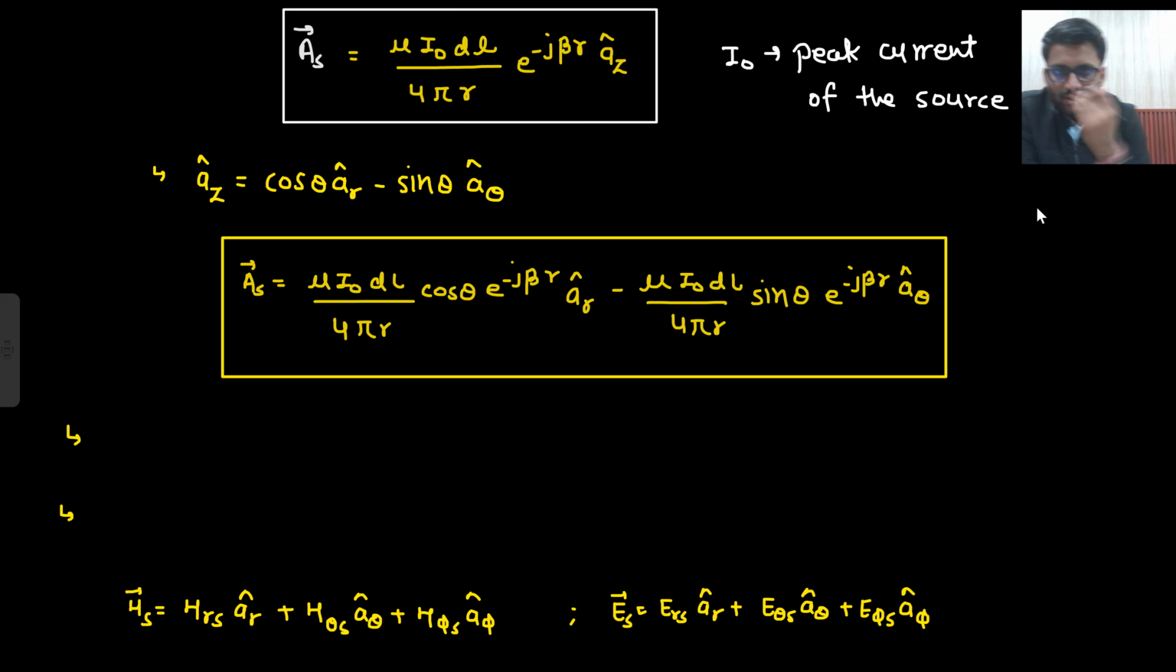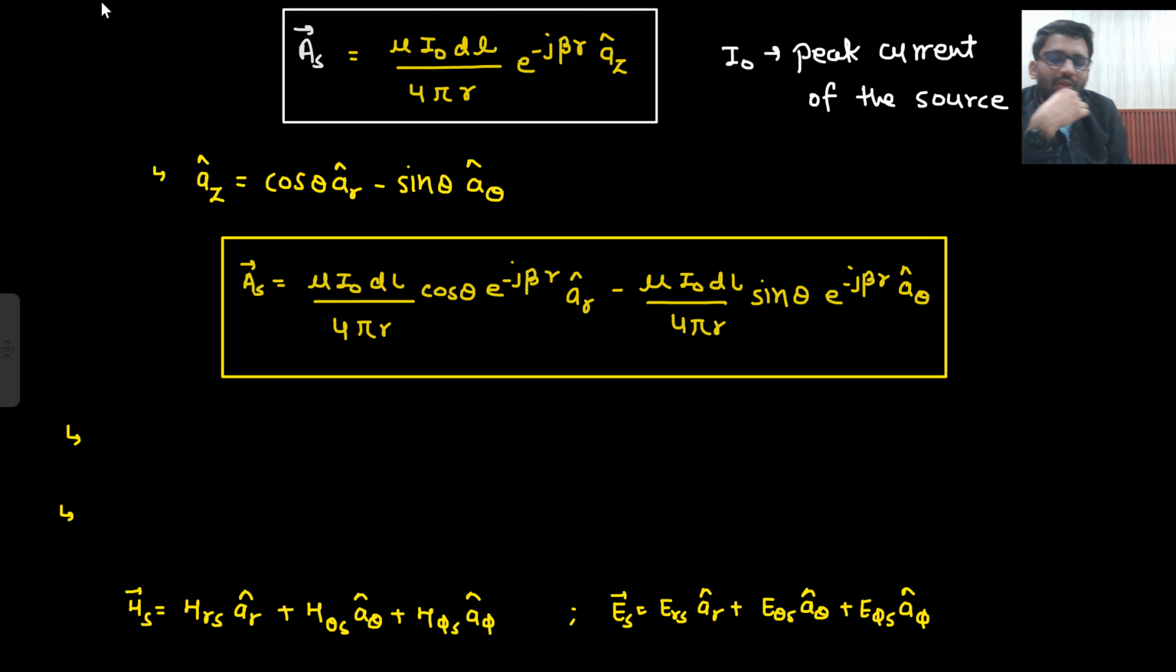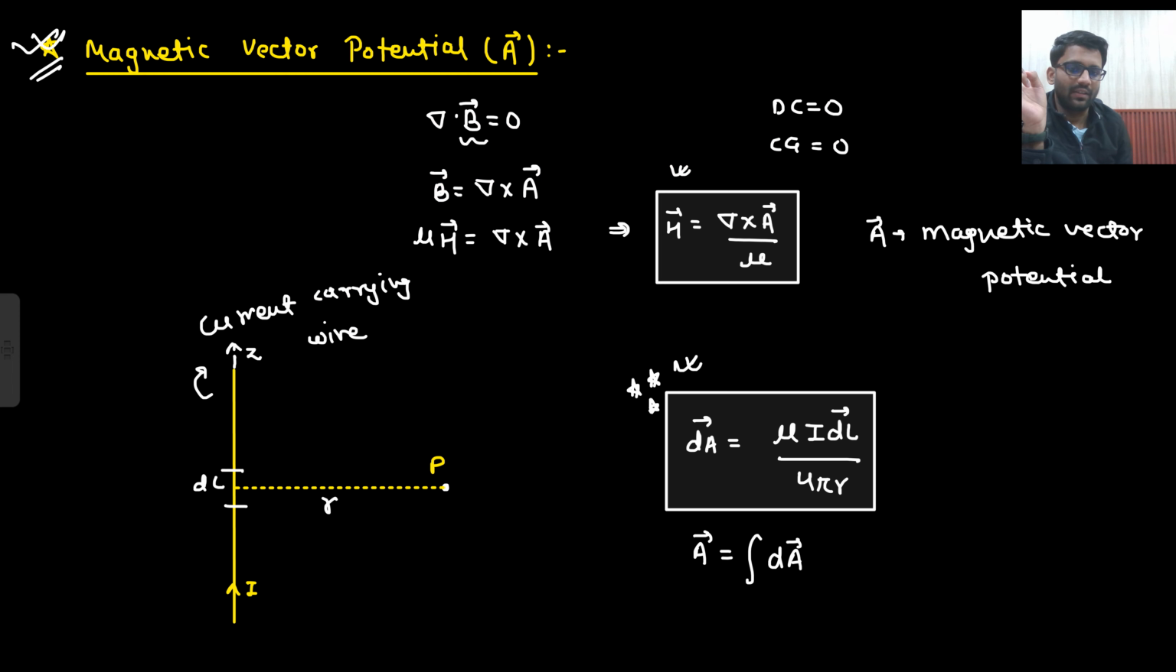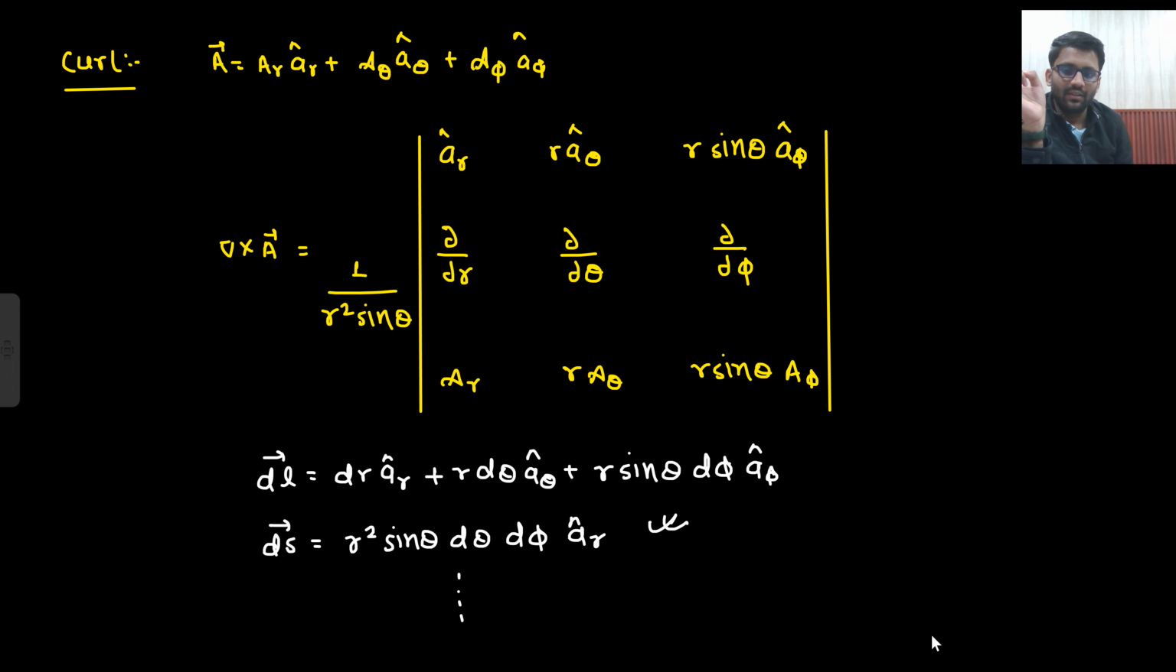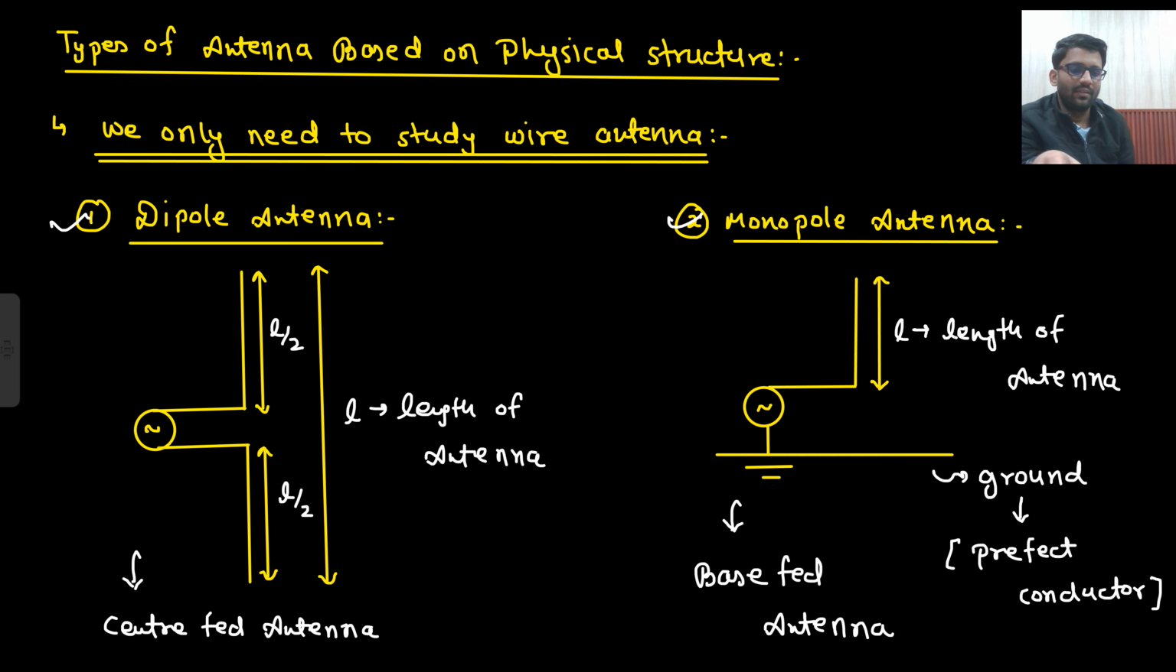Okay. Now this az cap can be written in this manner, because we need to write down the expression in the spherical coordinate system, right? But this is not in the spherical coordinate system, because in the spherical coordinate system the point P is defined as r comma theta comma phi. So we need to write it in terms of the spherical coordinate system. So what is az cap? Cos theta ar cap minus sin theta a theta cap. Have we seen it somewhere? Yes. Here: az cap equals cos theta ar cap minus sin theta a theta cap.